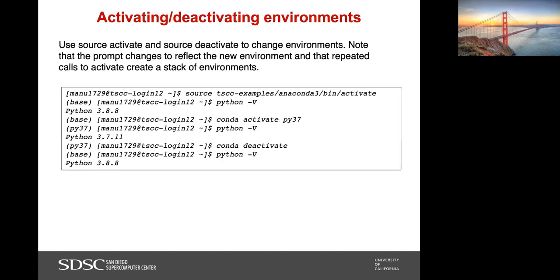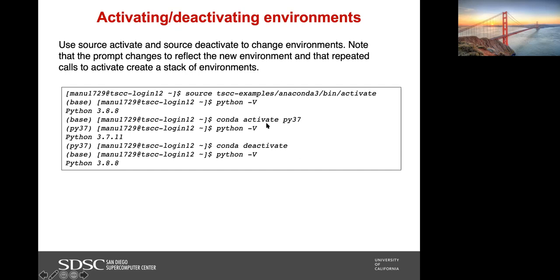Now, once you have all these environments, how do you actually work with those? So here is an example of doing that. First, I activate my Conda, because once I log into TSCC, it doesn't have my Conda environment, as I didn't populate my bashrc. So I have to activate it. Once I have activated, you see that the Python version is 3.8.8.